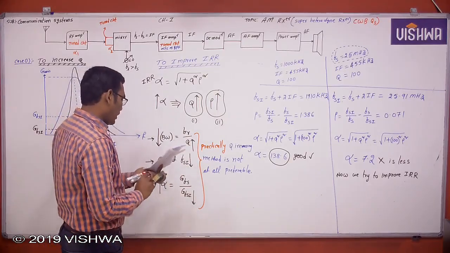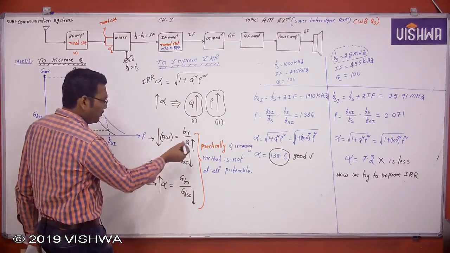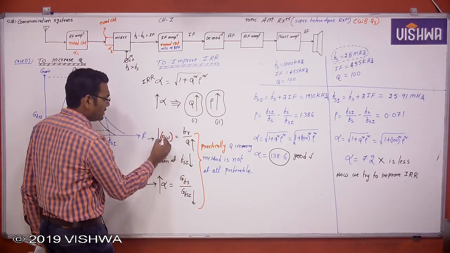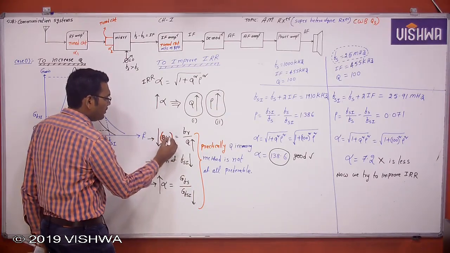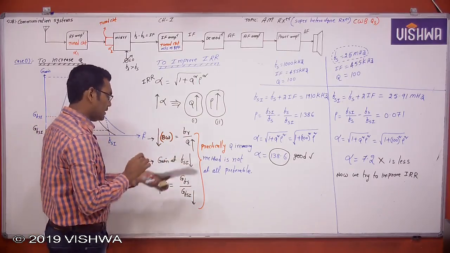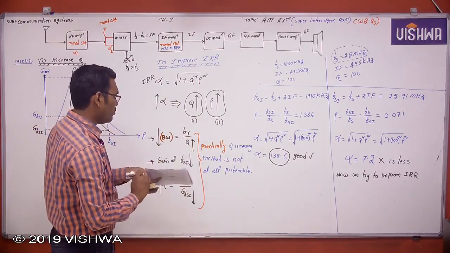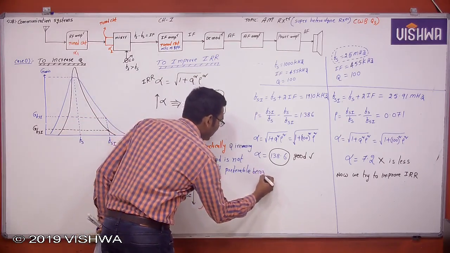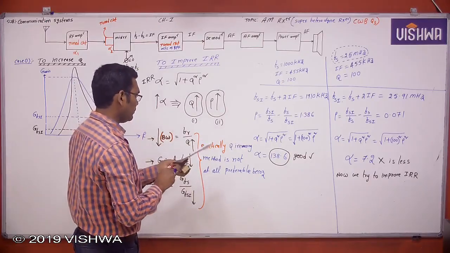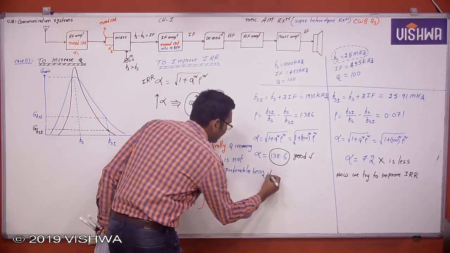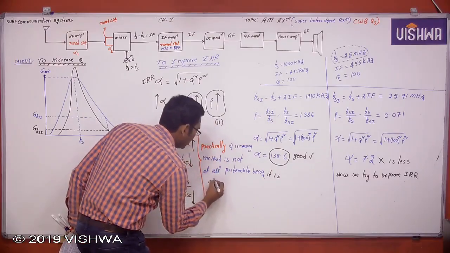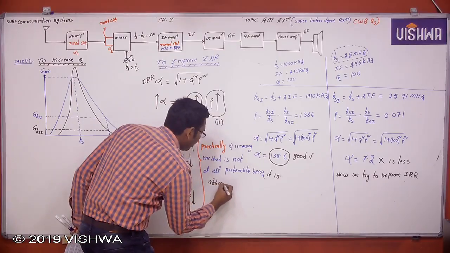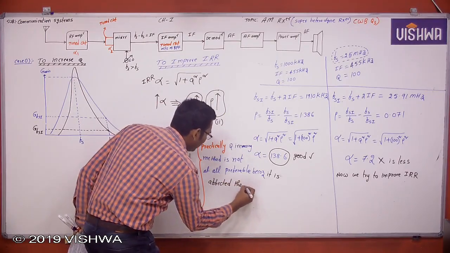Because when quality factor increases, that effect is on bandwidth. Is it right or not? What happened to the bandwidth? Bandwidth decreases when quality factor increases. When bandwidth decreases, it is not acceptable, not at all preferable practically, because it affects the bandwidth.